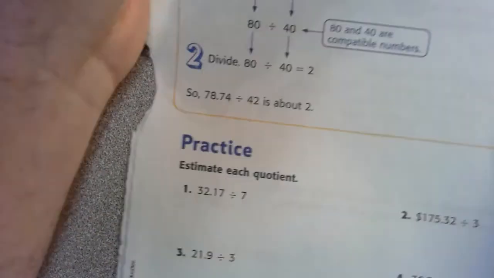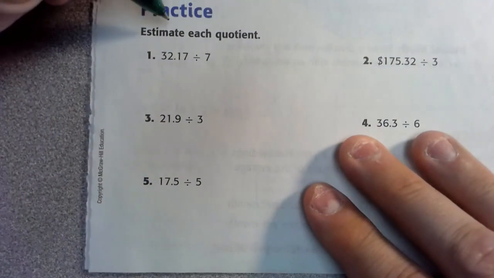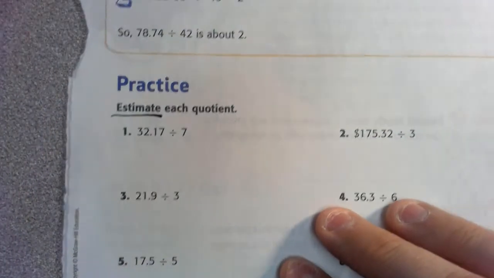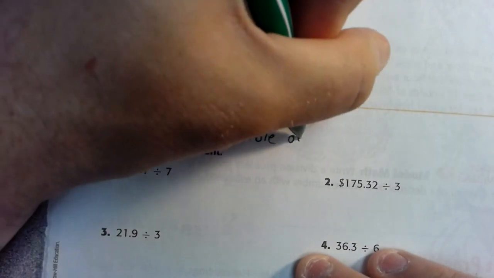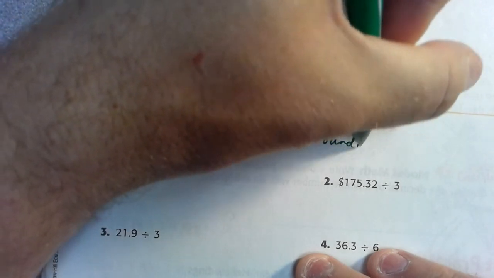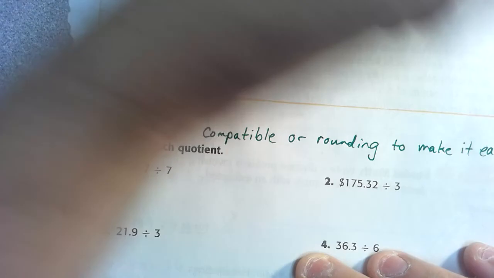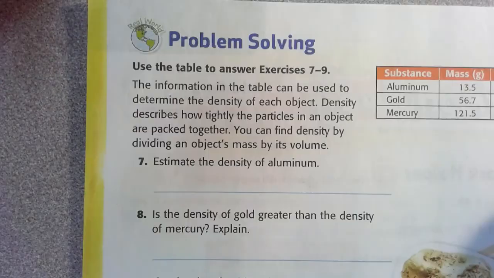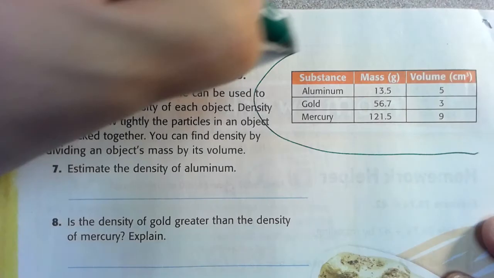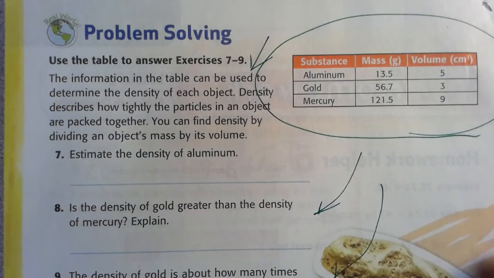So your homework today, again, you're going to estimate each quotient. You can use compatible numbers or rounding, whichever one is going to make it easy. So all those, you're going to use that. On the backside again, make sure you're focusing on the fact that you're going to be using that chart for this one, for that one, and for that one.